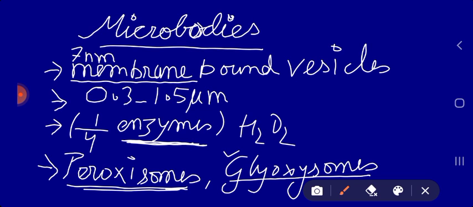Now, these organelles that we are calling microbodies appear to arise from pre-existing microbodies. So from pre-existing microbodies, these peroxisomes and glyoxysomes are formed. Now, let us talk about the different types of microbodies. The first is your glyoxysome.